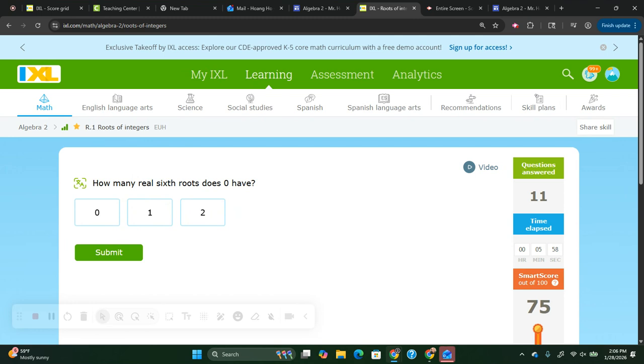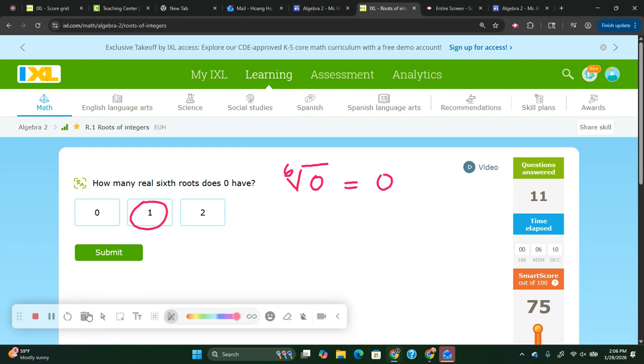How many real 6th roots does 0 have? Okay, 6th root of 0. You have only one answer, which is 0. So one answer, which is number 1. Okay, here we go.